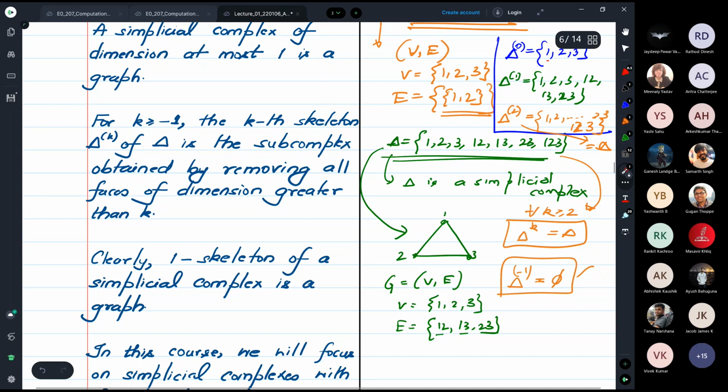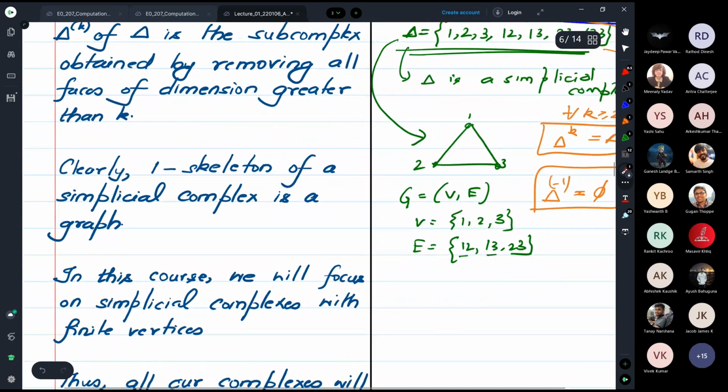Why would it be a simplicial complex? Because it will be closed under the subset operation. Hence, these objects themselves are simplicial complexes, and since these are subsets of delta, we will refer to these objects as subcomplexes. So the formal definition of the kth skeleton is the subcomplex obtained by removing all faces of dimension greater than k. All right.